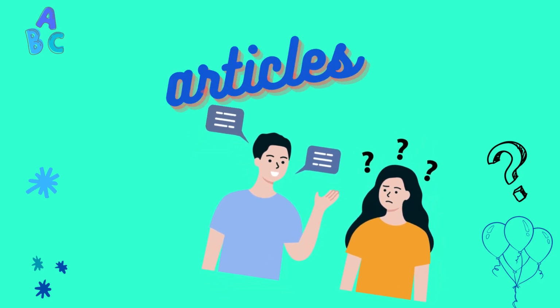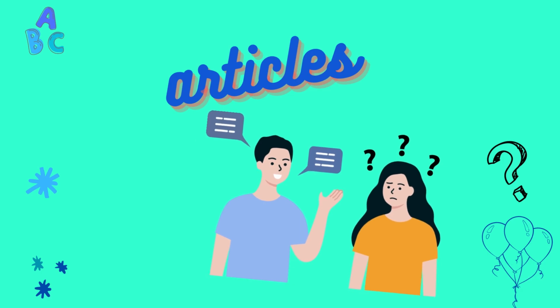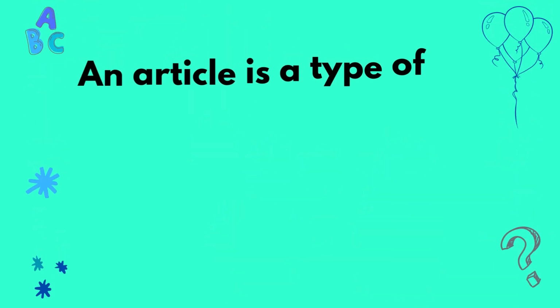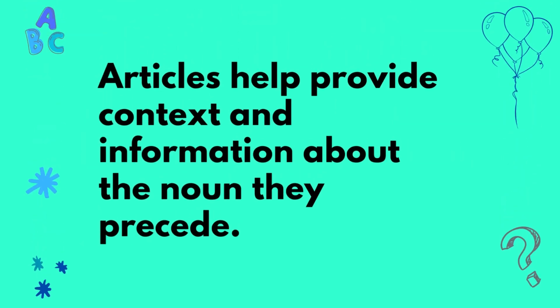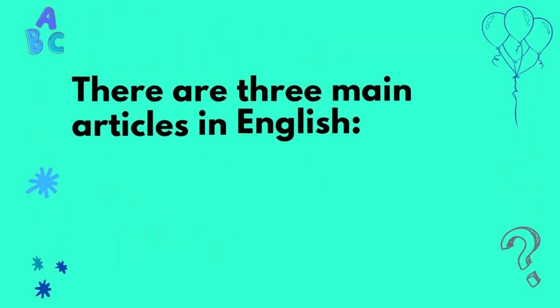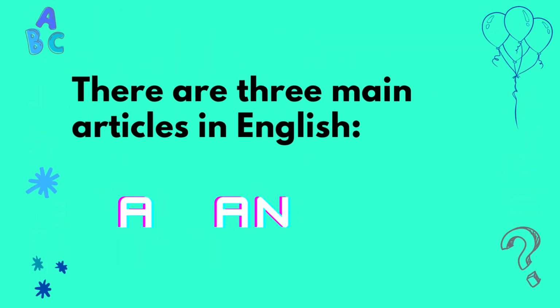Today we are going to test how fluent you are with the articles in English grammar. An article is a type of determiner that comes before a noun to indicate its reference or specificity. Articles help provide context and information about the noun they precede. There are three main articles in English: a, an, and the.